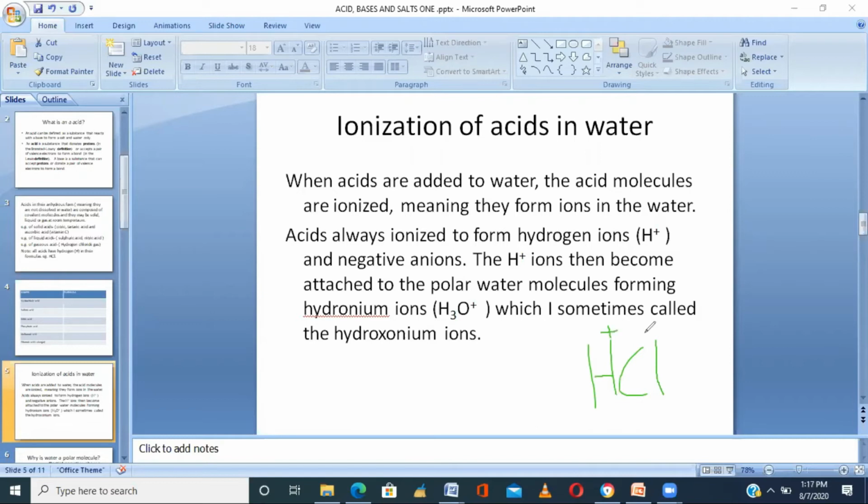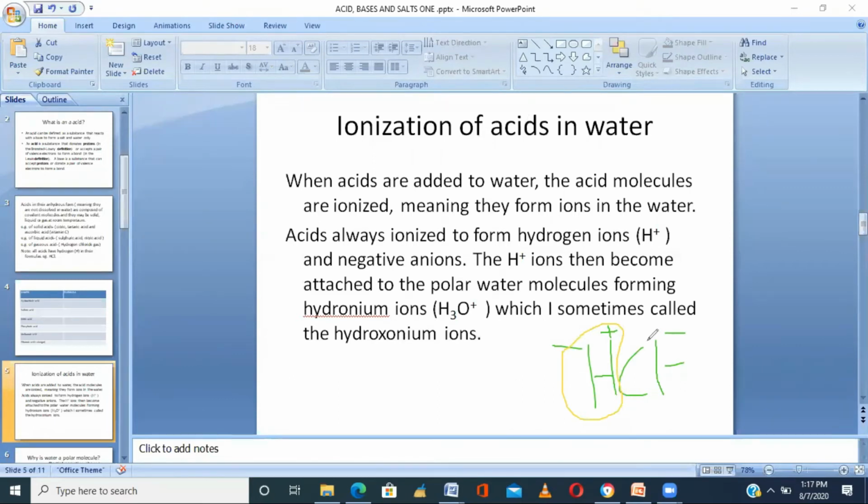It's negative. Very good. So this is the anion. Sorry, this is the cation, and this is the anion here. Very good. So acids always ionize to form hydrogen ion, which is this here. When they dissolve in water, they're going to split apart to form the hydrogen ion and negative anion.